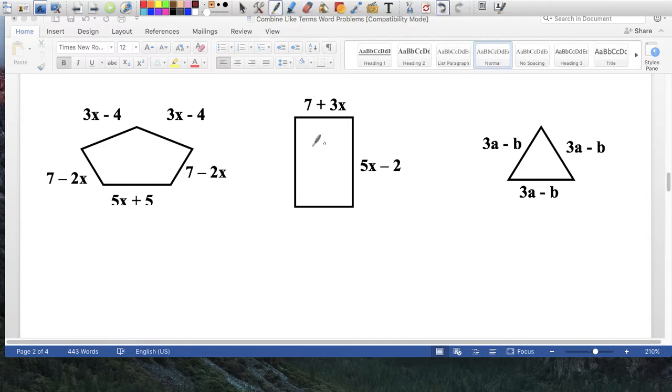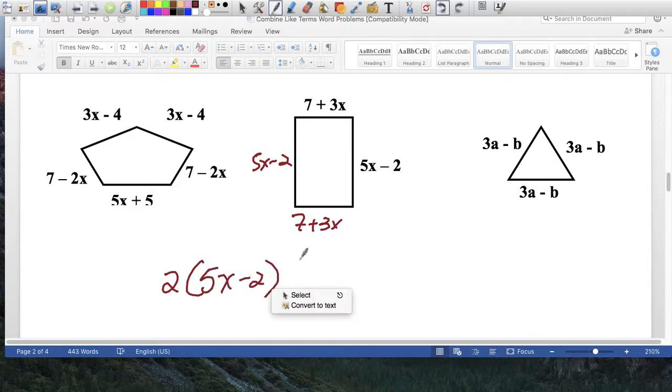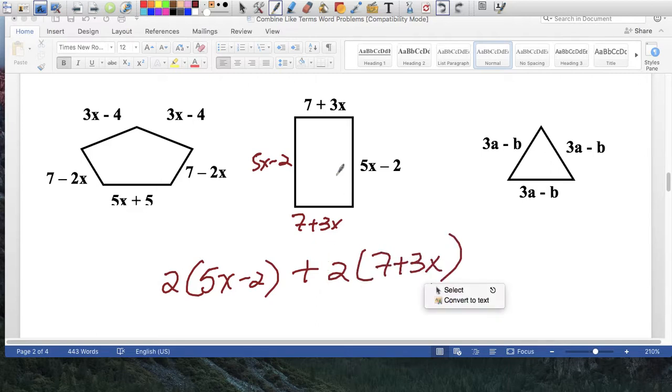Over here, this is also 7 plus 3x. And this is also 5x minus 2, so it would be 2 times 5x minus 2, because there's 2 of them, plus 2 times 7 plus 3x. I guess this could be the shorter way, or if you wanted to do 7 plus 3x plus 7 plus 3x plus 5x minus 2 plus 5x minus 2, you could have done that too.